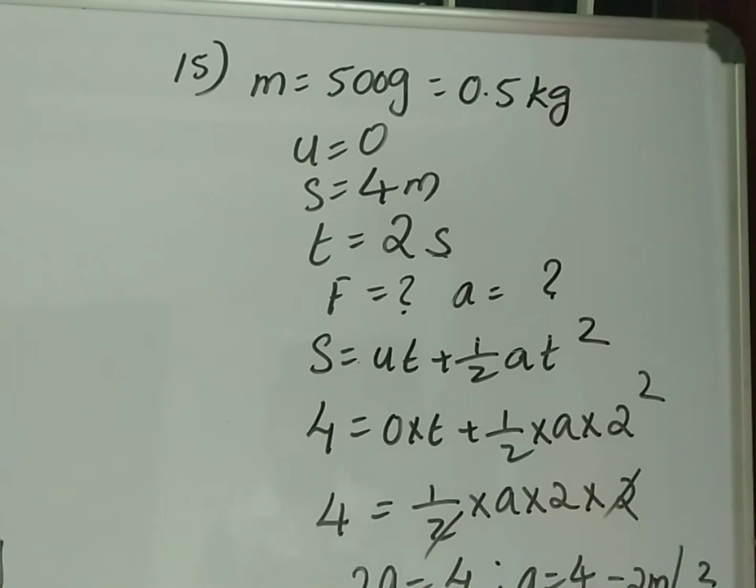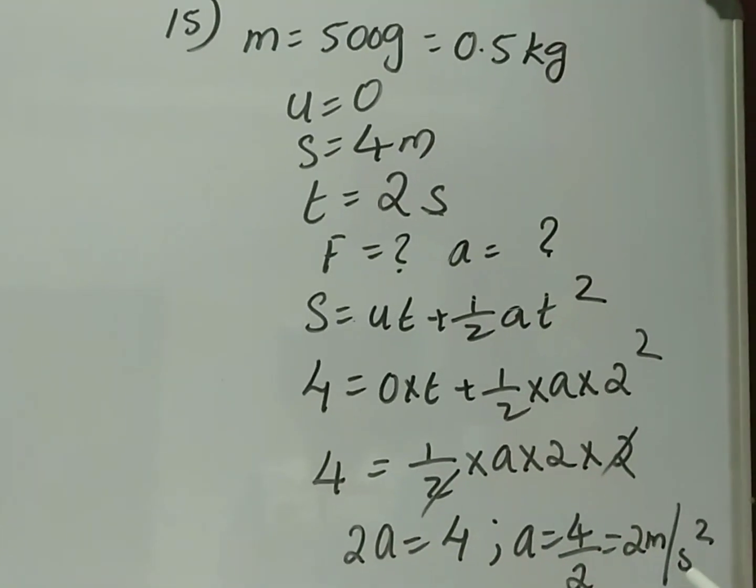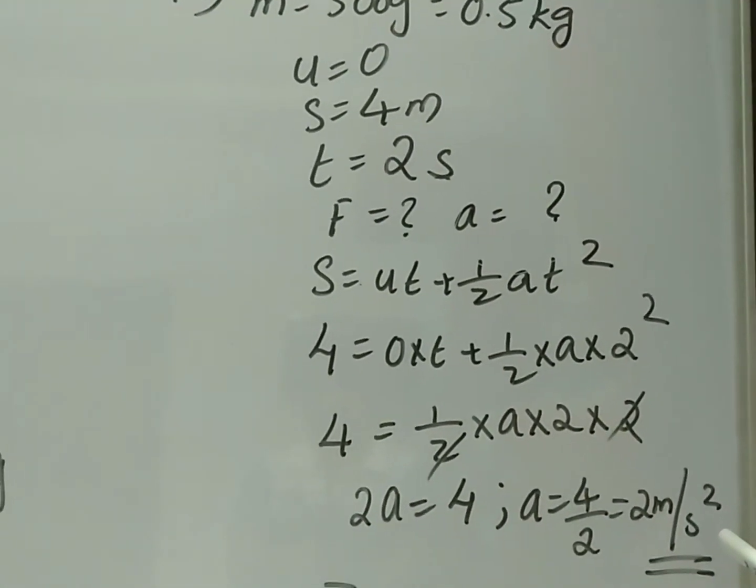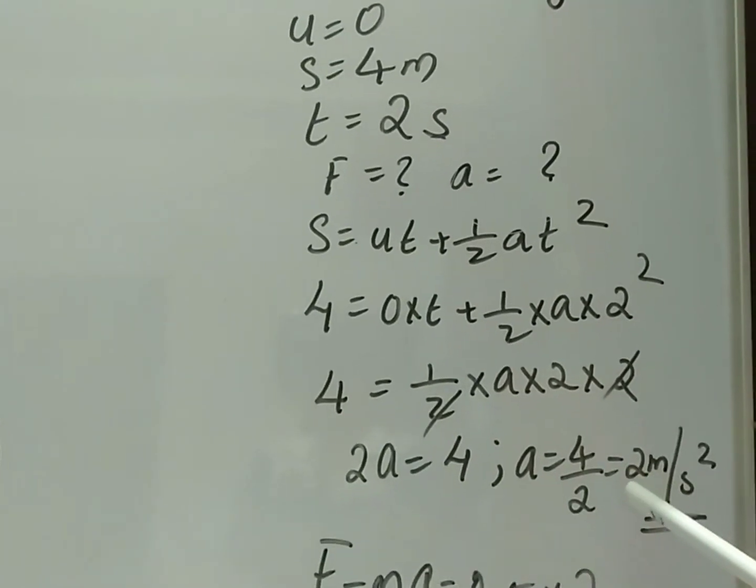So we can use the formula s is equal to ut plus half at square. Here u is 0, so this entire portion will become 0. So you will get s is equal to half at square. t is 2, 2 square. This half 2 and this 2 will get cancelled. You will get 4 is equal to 2a. 2a is equal to 4, so a is equal to 4 by 2, that is 2 meter per second square. So we got the acceleration.